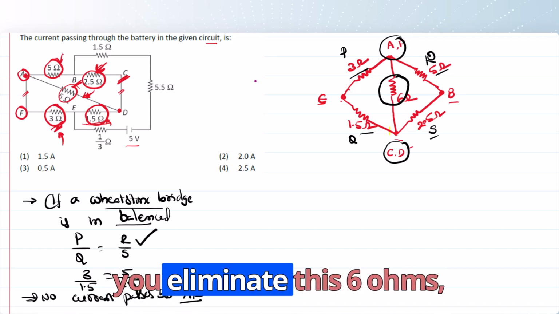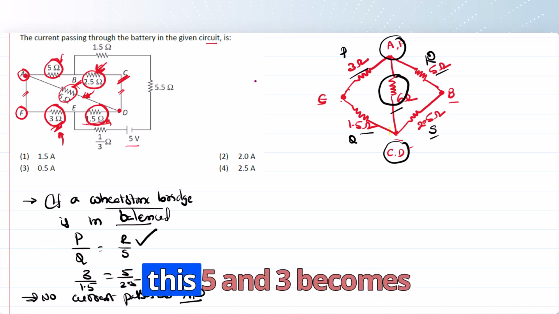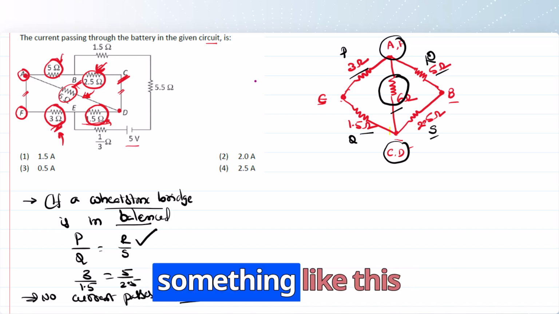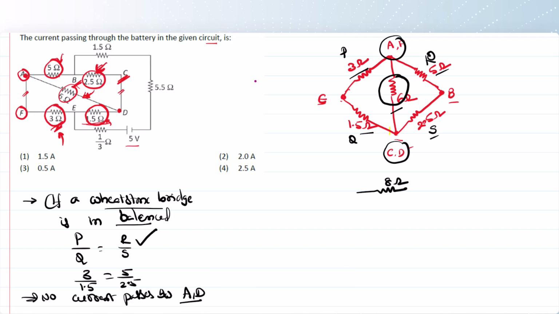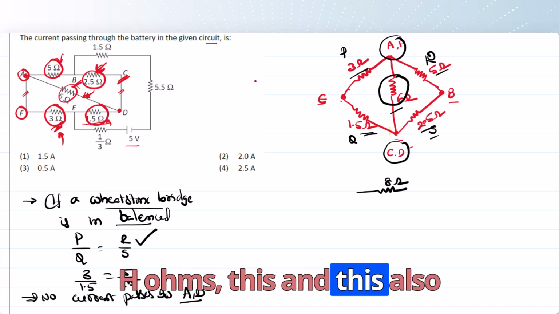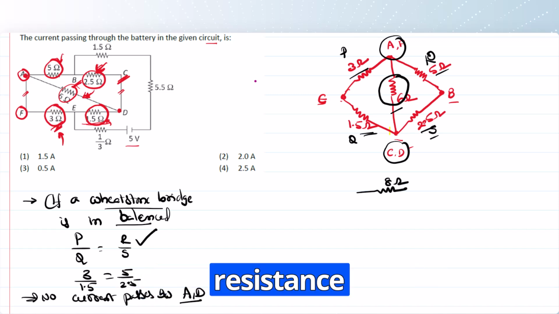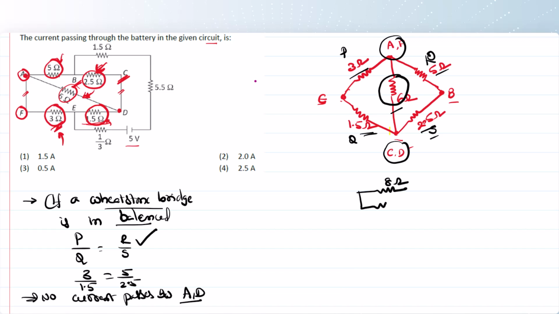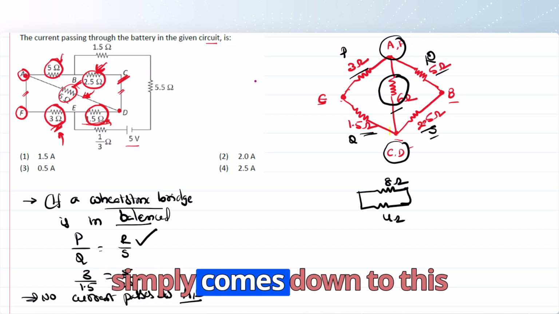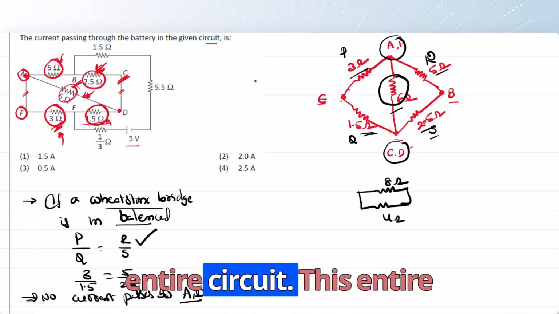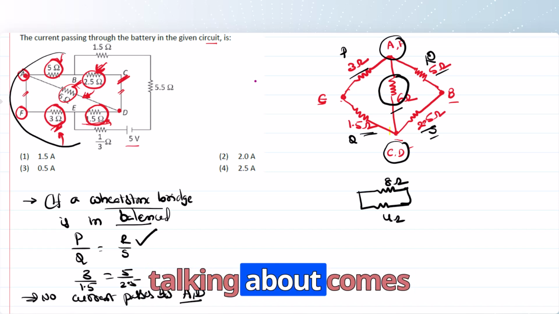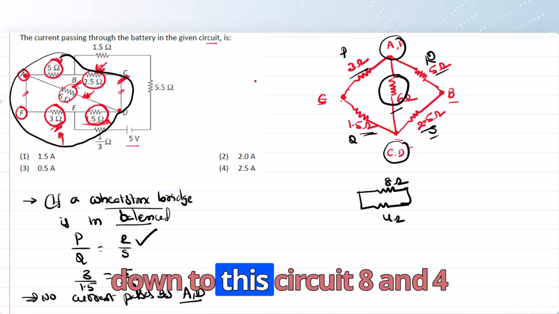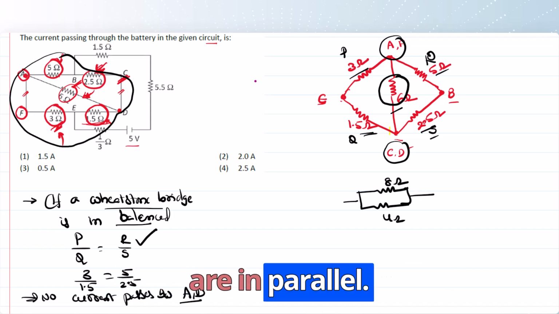Once you eliminate this 6 ohms, this 5 and 3 become series resistances, 8 ohms. This and this also become series resistances, 4 ohms. So that entire circuit simply comes down to this circuit. 8 and 4 are in parallel.